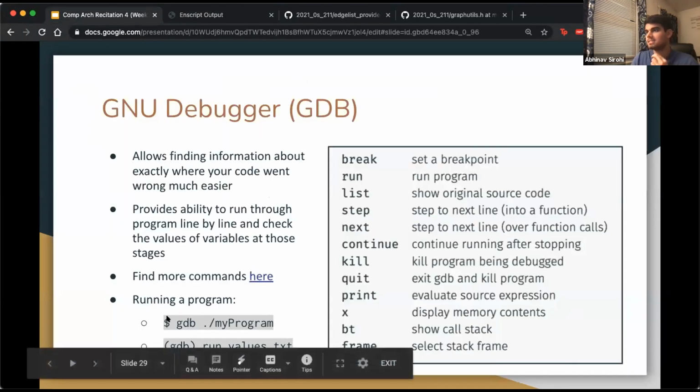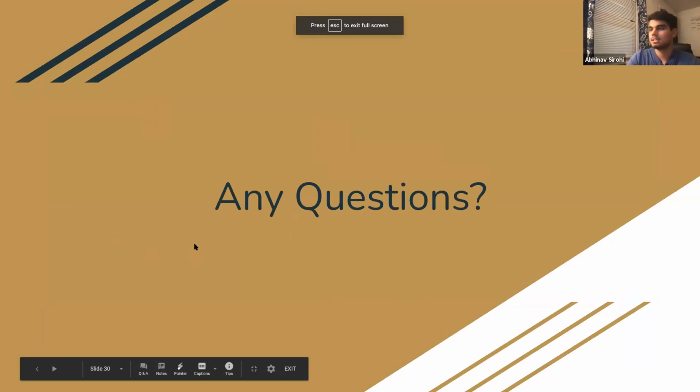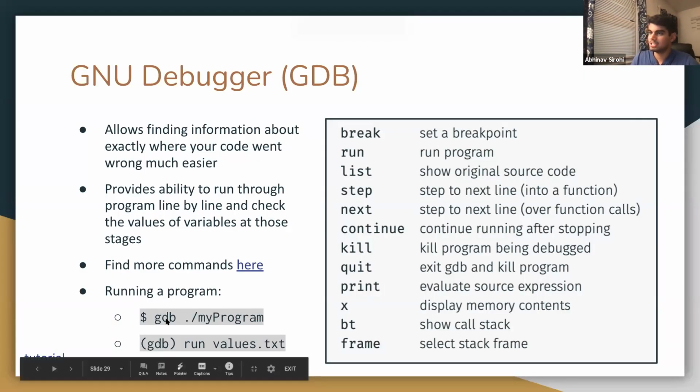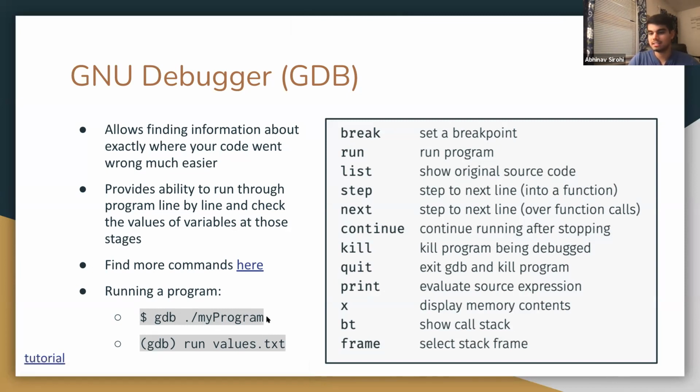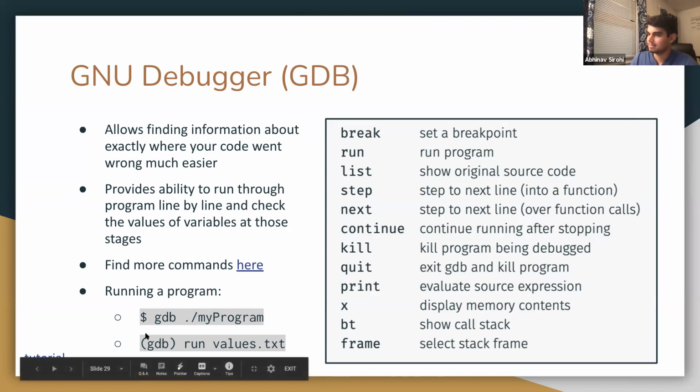So this is basically how you run a program in GDB. You call the GDB command, and you give it the executable that you want to run after you compile it. Once you're in GDB, you'll see GDB here in parentheses, and then you could call run to just run the program, and you could also pass the program a file or any sort of command line argument.